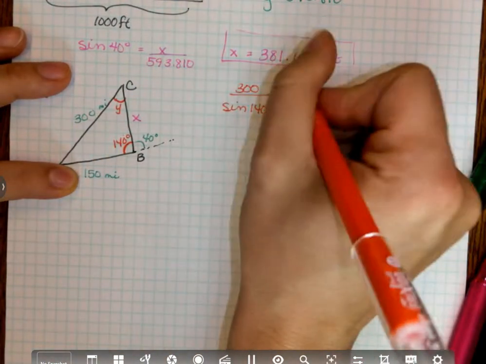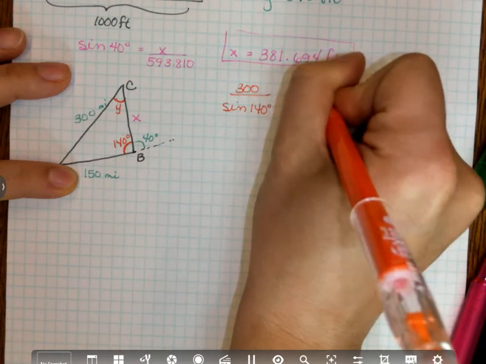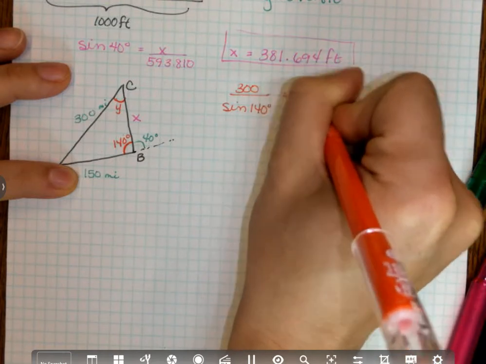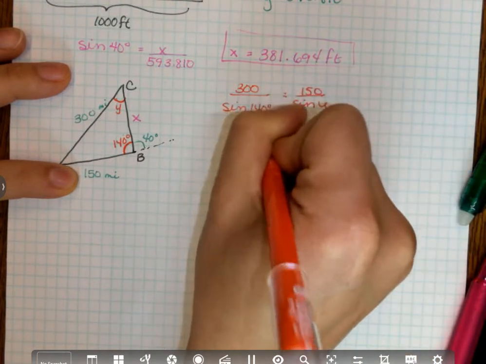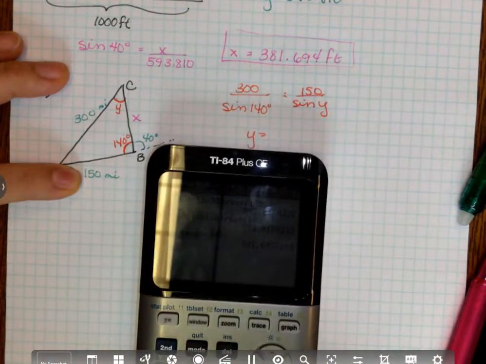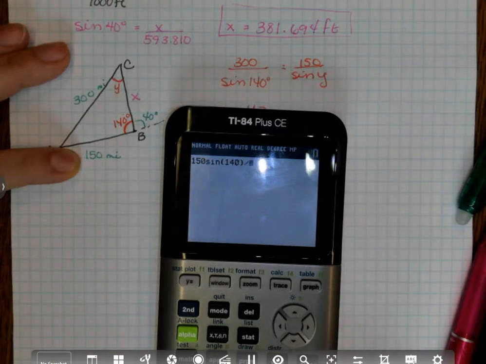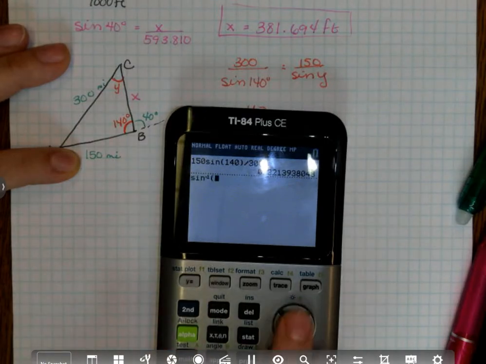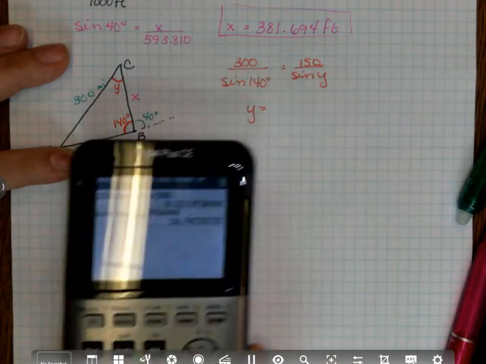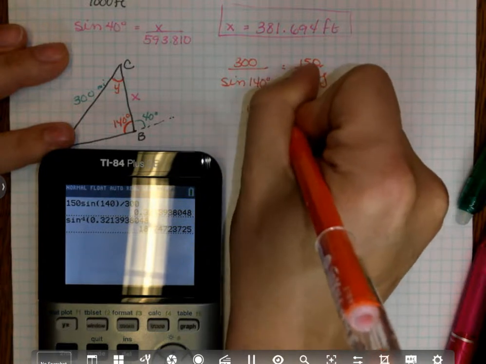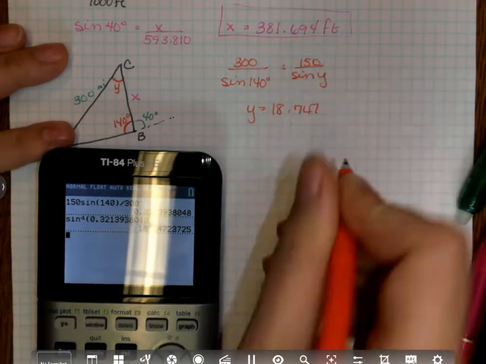So I'm going to say is 150 over the sine of y so that I can get my angle. So in my calculator, I do 150 sine of 140, close parenthesis, divided by 300, enter, and I'm going to do the inverse sine of that. So my angle here is 18.747.